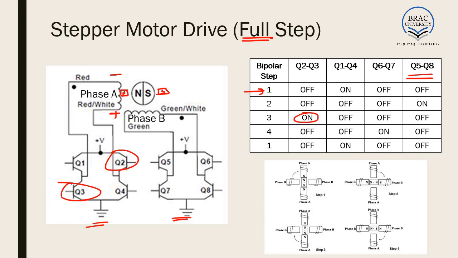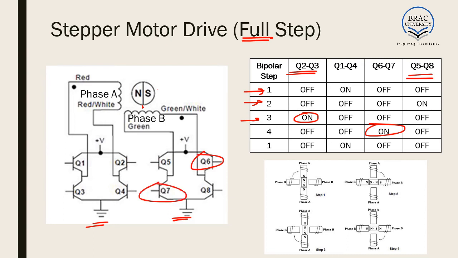The north of the magnet in step 2 was here, which will get rotated here. So in step 2 we get north here, and in step 3 we get north here and south here. And in the next step, step 4, we turn off Q2 and Q3 and we turn on only Q6 and Q7.